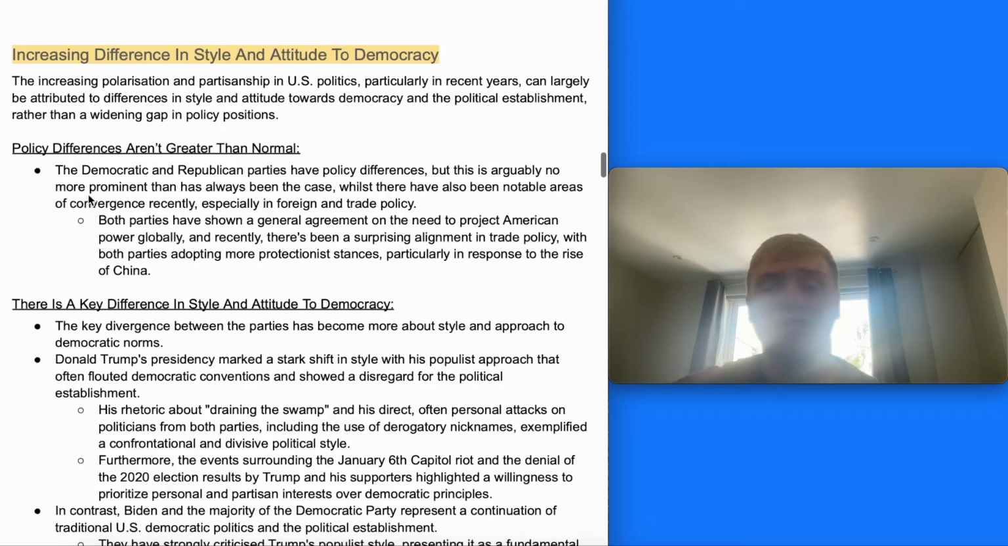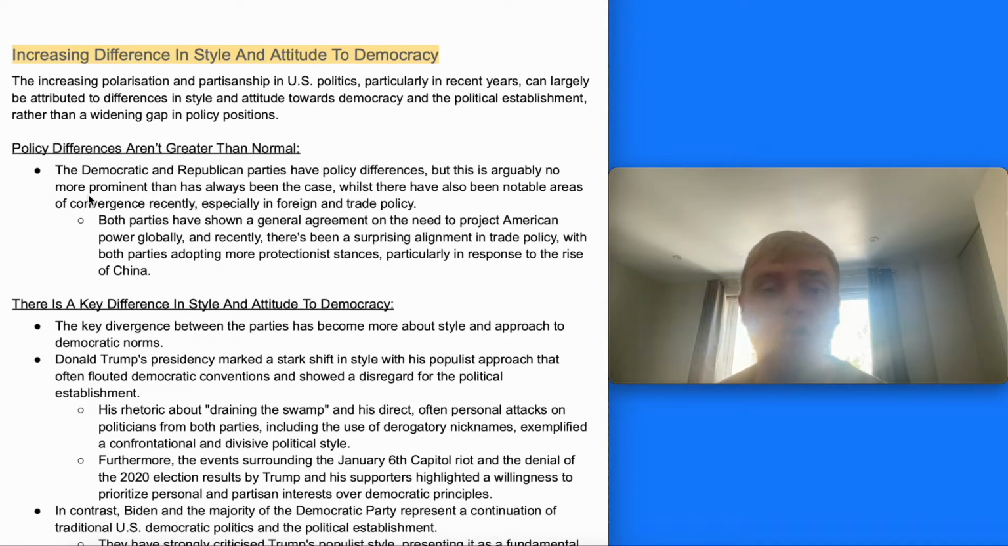Also, that must be looked at in terms of differences. So we've looked at policy, but I think what you've seen since the rise of Trump effectively is a massively increased difference in terms of style and attitudes to democracy. So the increasing polarization and partisanship in US politics, particularly in recent years, can largely be attributed to differences in style and attitude towards democracy, rather than necessarily a widening gap in policy positions compared to the gap there used to be. So the Democratic and Republican parties have policy differences, but this is arguably no more prominent than has always been the case.